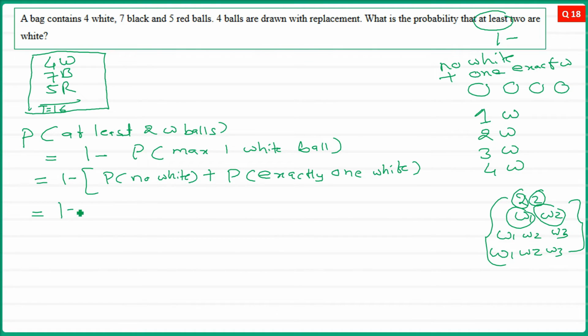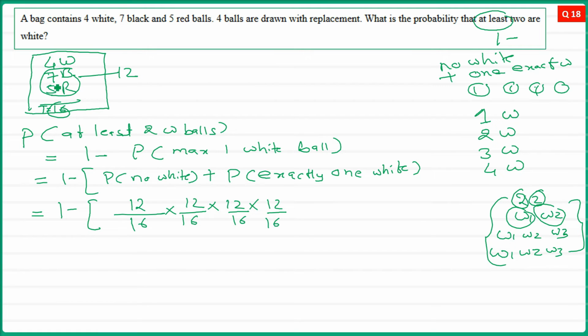So 1 minus no white means there is no white coming. So from where can the other balls come? It can be a black ball or it can be a red ball. In all, 7 plus 5 is 12. So 12 is the favorable cases. Total numbers are 16 cases. Replacement is there. Again 12 by 16. Then again 12 by 16. The third ball also can be from the 7 and 5 black and red balls. So 12 by 16, 4 times, because there are 4 balls with replacement.